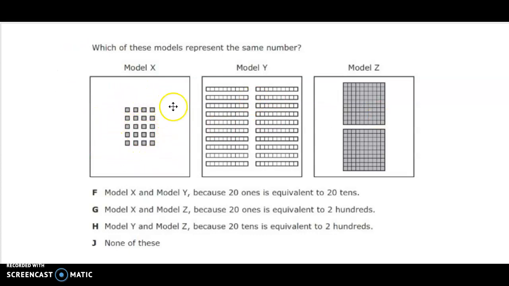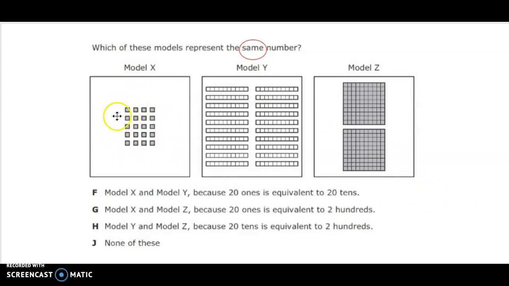I want you to think for a second, what do these represent? What place do these represent? Pause and think about that for a second. Okay, these pieces represent the ones place. Remember, the small little cubes are our ones. And it's important to notice, I forgot to do this a second ago, that we are looking for the numbers that are the same. That is our key word. That is our most important word. Which of these are the same?